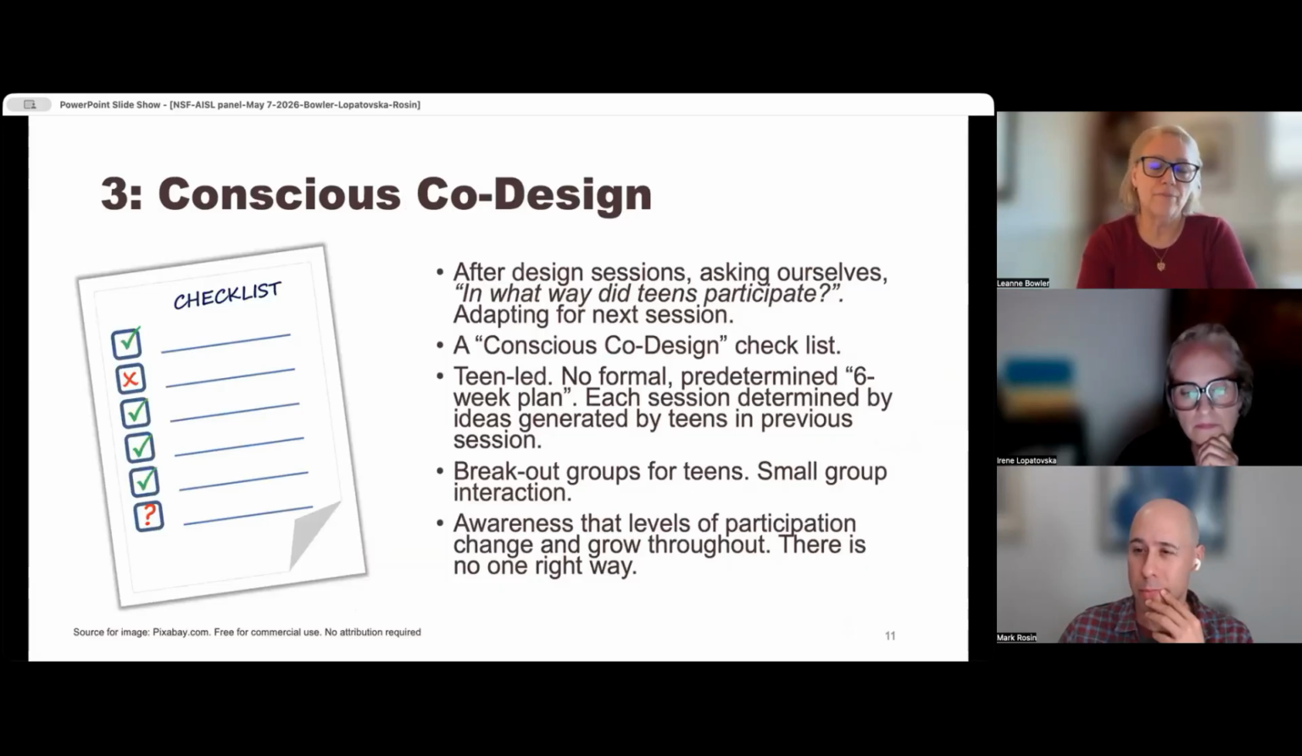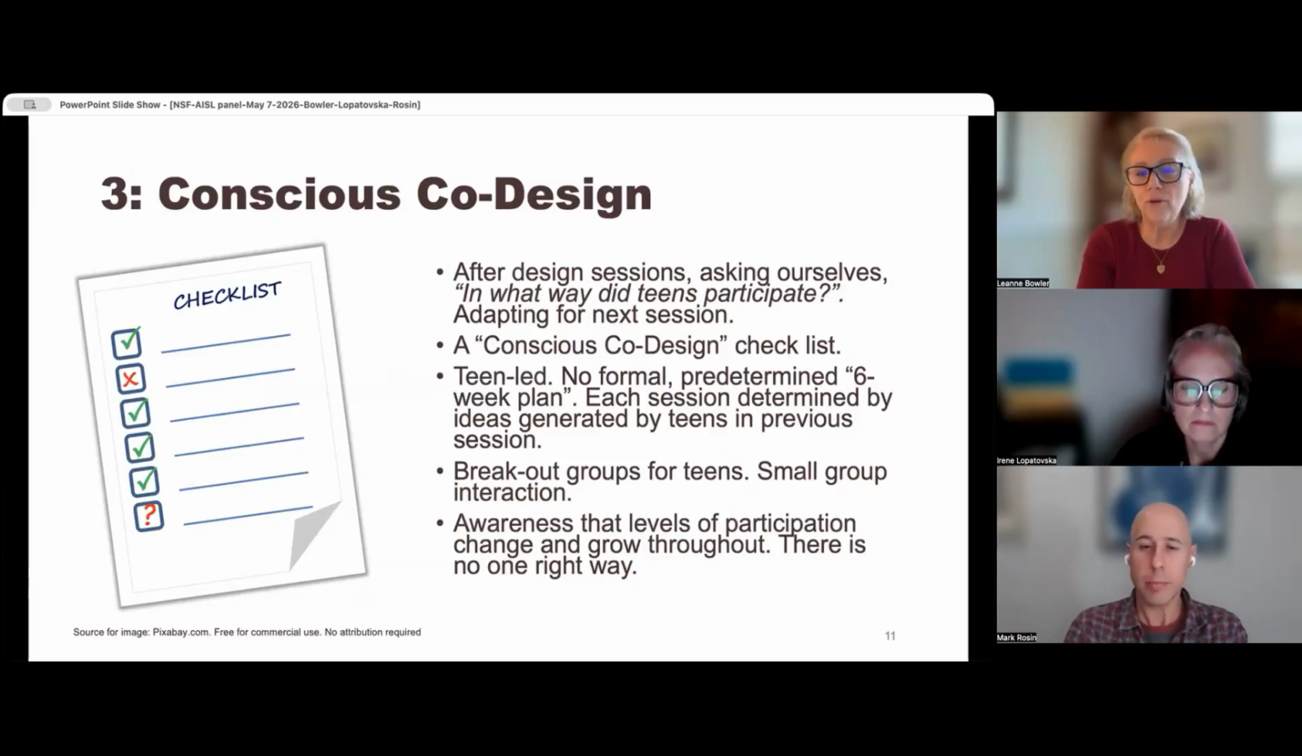And thirdly, our third big lesson, I guess maybe we could say, is that because there's clearly a power situation here with adults and teens, we were trying to be conscious of our roles together, and we called for conscious co-design. After design sessions, many, not all, we asked ourselves, in what ways did teens participate? And if we had to, we adapted for the next session. At some point we even had a checklist. We didn't use it the whole time, but we did develop a co-design checklist.